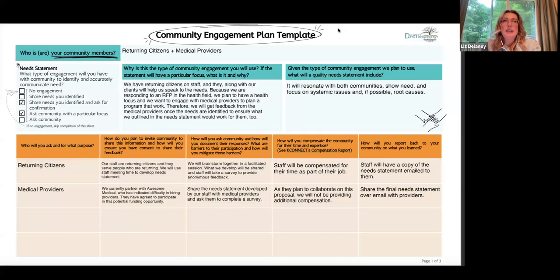This is all based on the type of engagement that you're asking community to have, and their roles within the project. So in this particular case, both the medical providers and returning citizens are actually paid through their jobs to participate in this. So it's not necessary in this part of the example to have any sort of compensation for the returning citizens that work at our office and the medical providers. And then, of course, you have to think about how you're going to report back on what you learned to make sure that what you are providing reflects the story that they are telling.